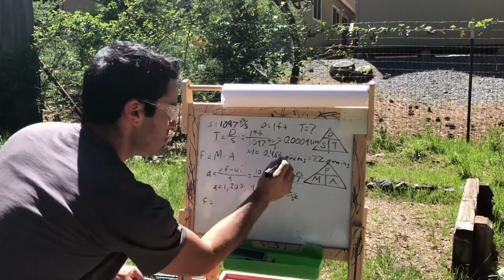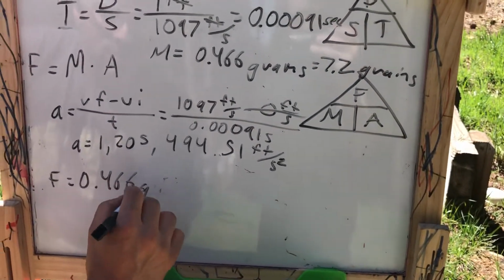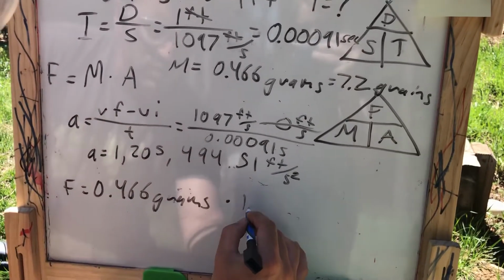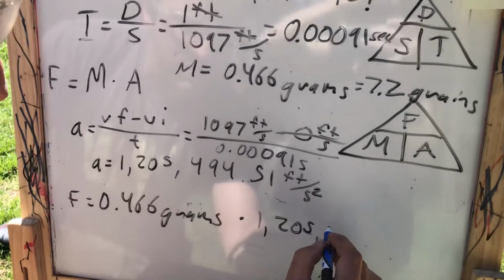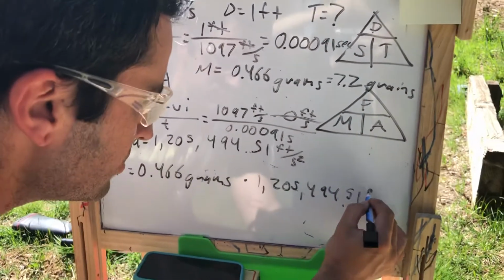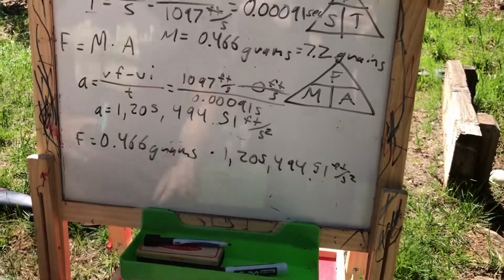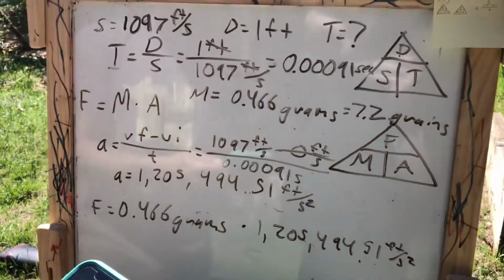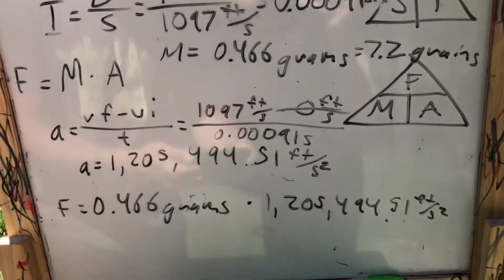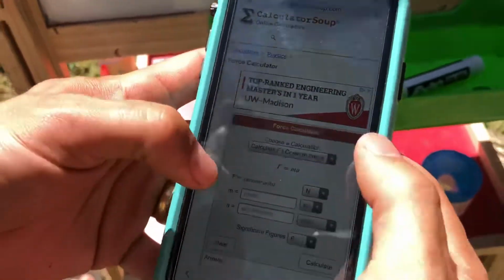Force is equal to mass, which is 0.466 grams, times my acceleration of 1,205,494.51 feet per second squared. Now I can't multiply these straight across because I don't have it in kilograms or in meters per second. But fortunately for you guys, I gave you this force calculator. It's on Calculator Soup, and you'll just go to it, you're calculating for force.